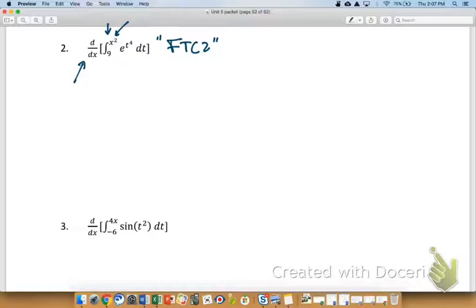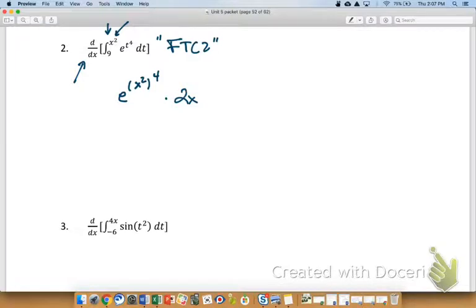So here's what this would look like. This would be e to the x squared to the fourth. Does that make sense? You just drop that x squared in wherever the t is. So it's e to the x squared to the fourth times the derivative of what you dropped in. In this case, that would be 2x. And of course, this is a fine form right here, and you could leave it like this.